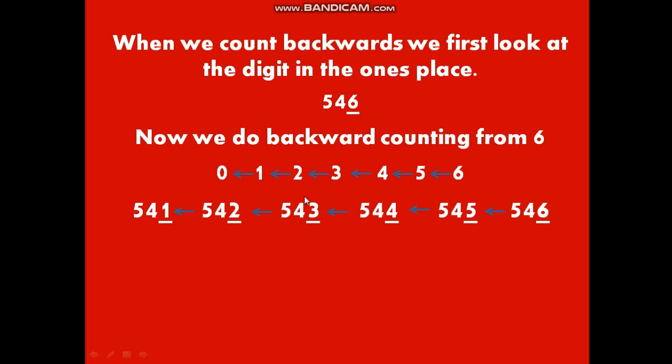So the number before will be 544. Before 544 is 543, and before 543 is 542, and before 542 is 541. I hope till here you are able to understand that backward counting is just the opposite of forward counting. In backward counting, what are we doing? We are just changing the digits at the ones place.